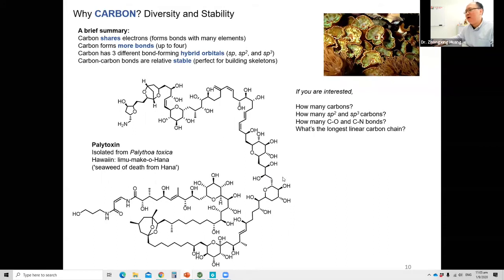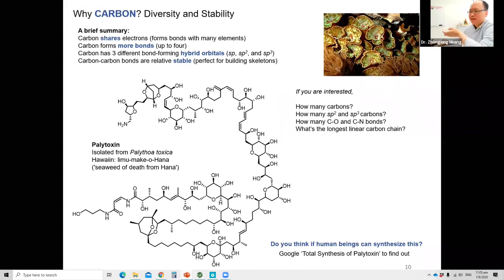A very inspiring question is: do you think human beings can make this? We know that nature makes these beautiful plants with these structures. Do you think human beings can synthesize this or not? If you are interested, again, you can Google the total synthesis of palytoxin to find out. It's a very inspiring story.